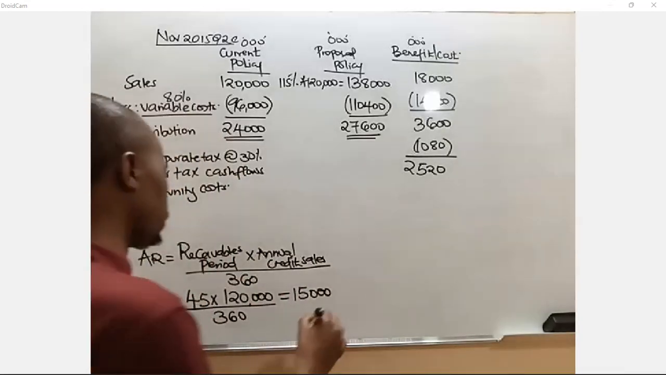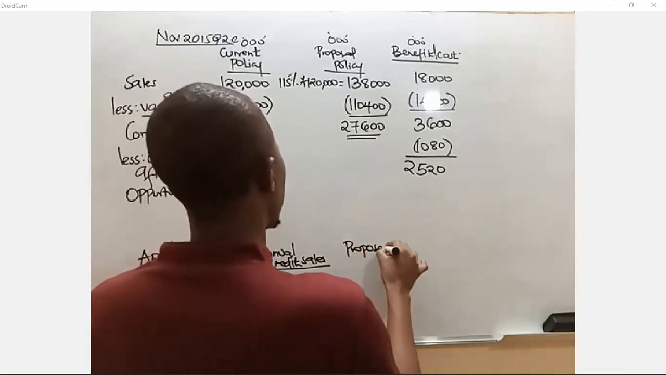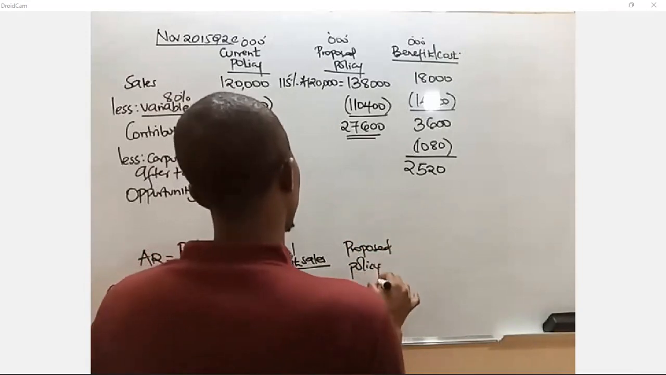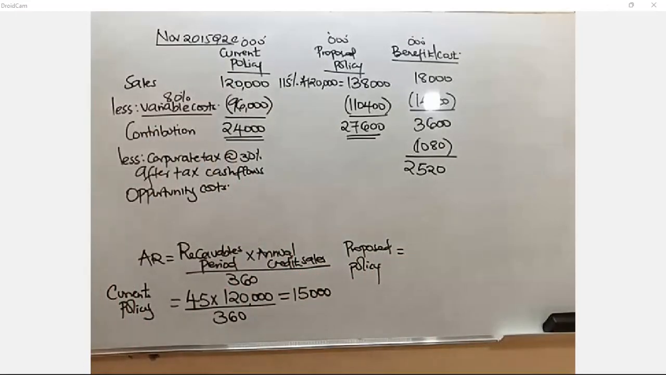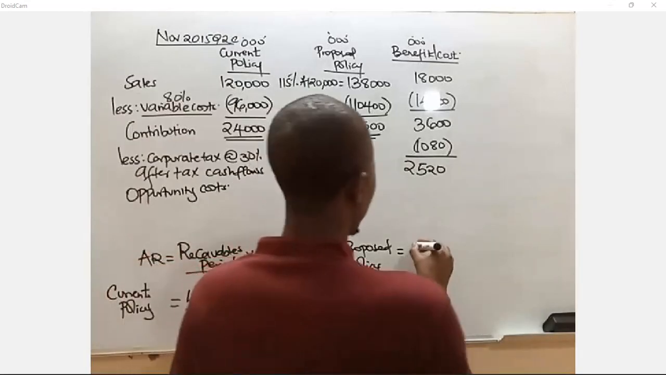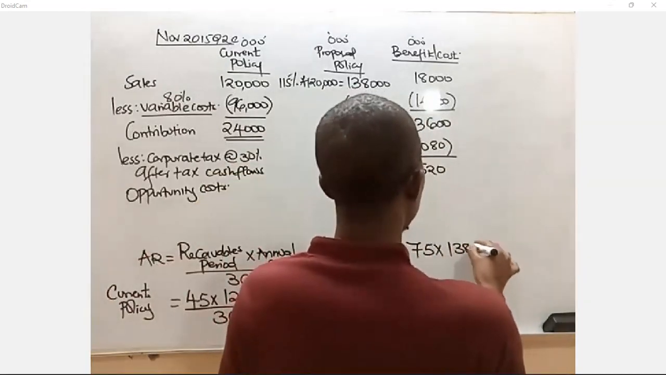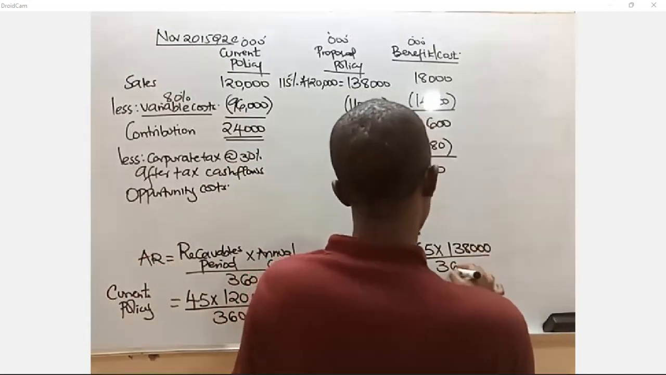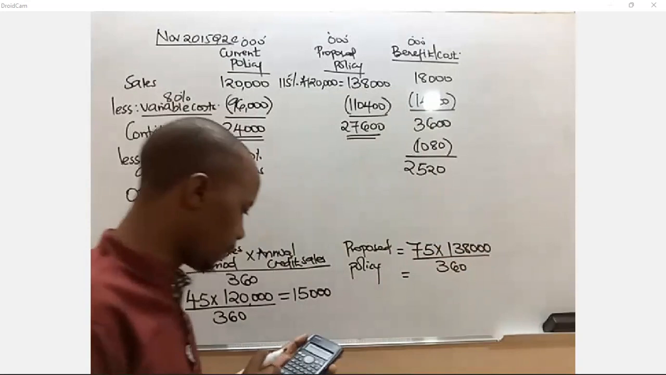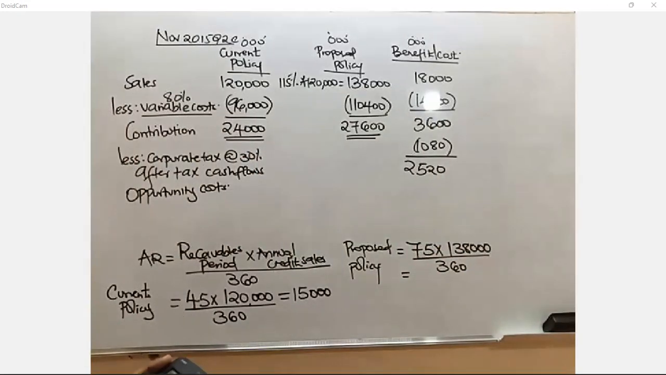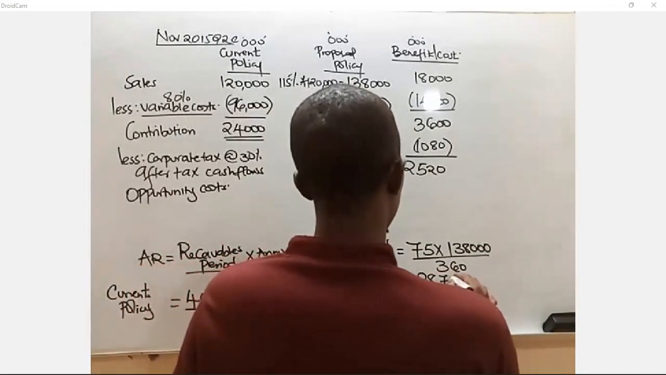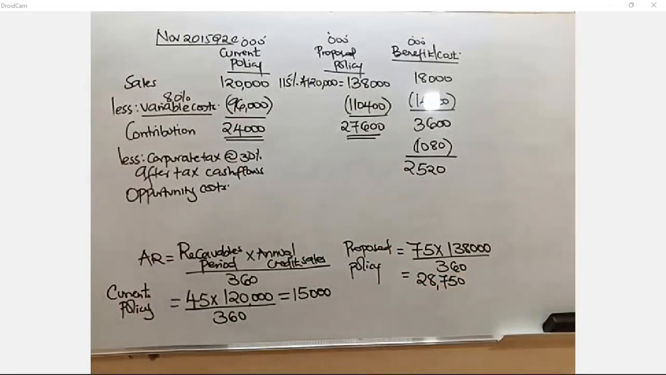Now, what about the proposed policy? For the proposed policy, we are being told very well that after the change in credit terms, the average collection period or receivables period will shift to 75 days. We multiply by the annual credit sales under the proposed, which is 138,000. We divide it by 360. So 75 times 138,000 divided by 360, getting 28,750.